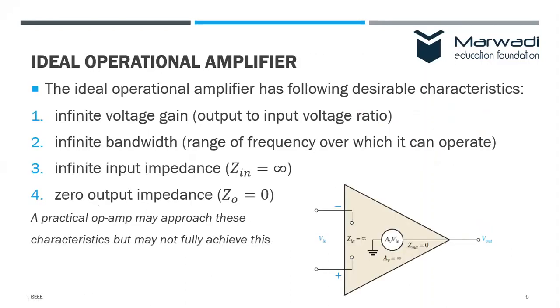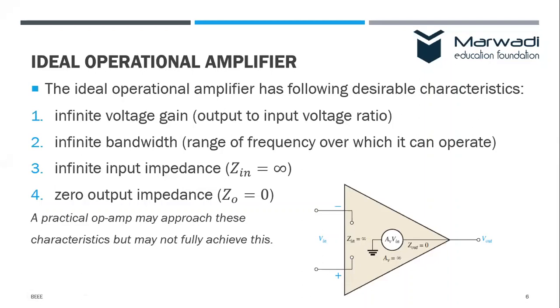Okay. Now, when we study any device, particularly an electronic device, we want to see some ideal or desirable characteristics of the device, right? So the 741 or the operational amplifier overall has some ideal characteristics like this. One is infinite voltage gain. First of all, let us understand what is voltage gain.